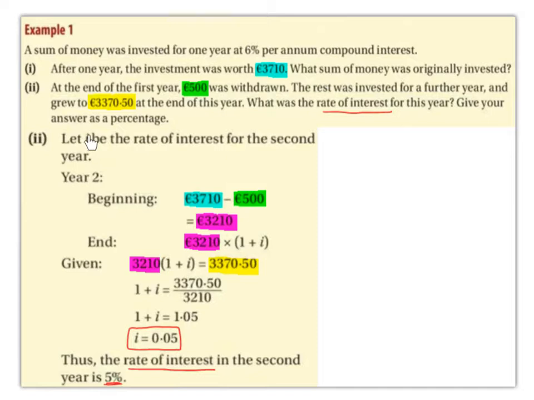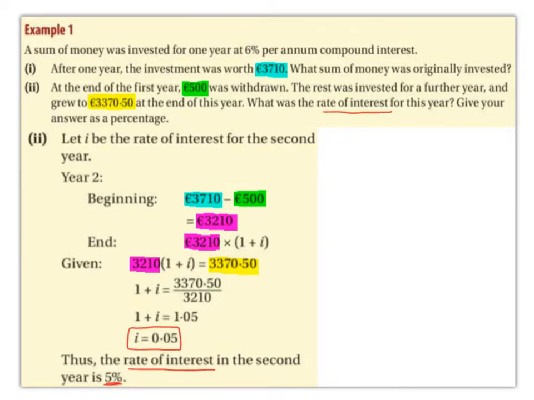We're going to let I be the rate of interest for the second year. So for year 2, at the beginning, we have €3,710, and we're going to subtract the €500 which was withdrawn. That leaves us with €3,210. So at the end of year 2, we have €3,210, and we're going to multiply that by 1 plus I. So what was given was €3,210 times (1 plus I) is equal to €3,370.50. So that was given in the question.